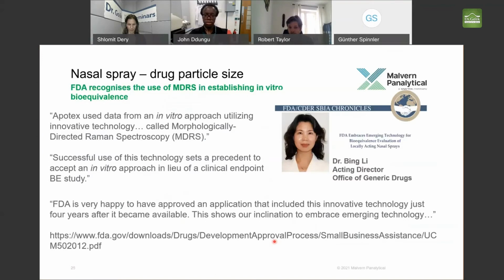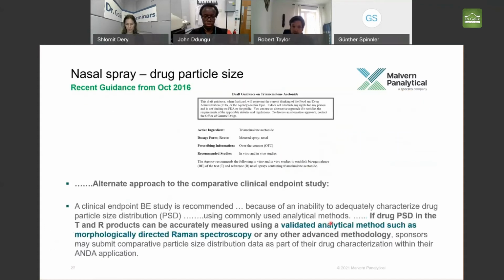And then just a word from the FDA again. This is leading back to what was said by Scott Gottlieb in the beginning of the talk about how the US FDA is trying to promote these new technologies, and this is one such case that they refer to. And just as a final point here, in the product-specific guidances of similar products, it also says that morphologically directed Raman spectroscopy can be used as a means to generate Q3 bioequivalence.